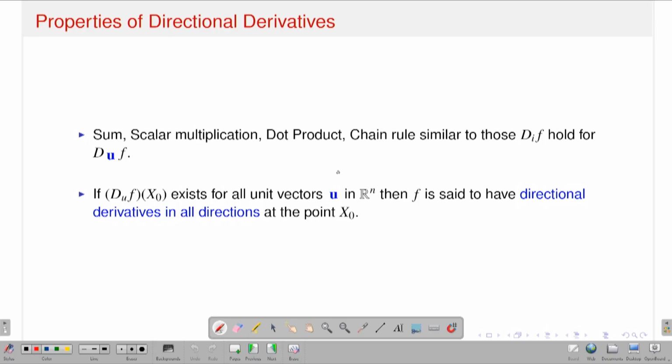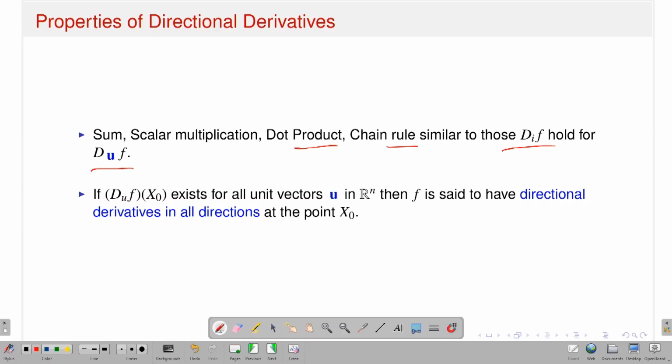Okay. So, these are again properties of directional derivatives, like the properties of partial derivatives: sum, scalar multiplication, dot product, chain rule, which will be exactly similar to whatever I have discussed in the case of partial derivatives. You just replace the coordinate axis directions e_i by any directions, and similar results will follow. Okay. So, this is one part.